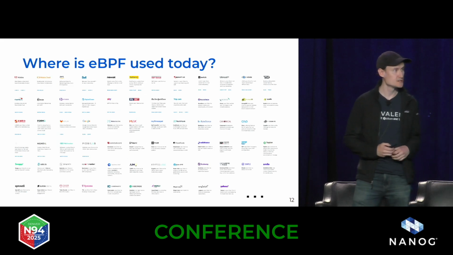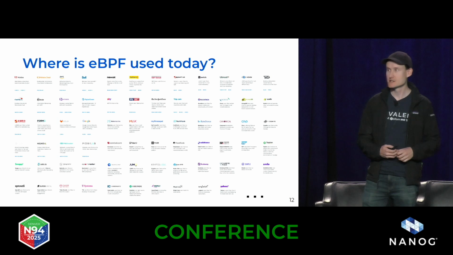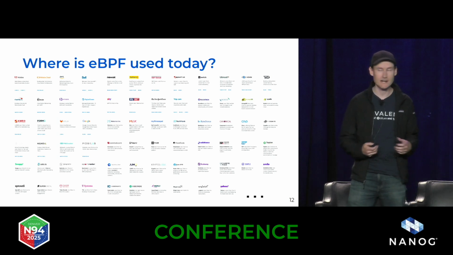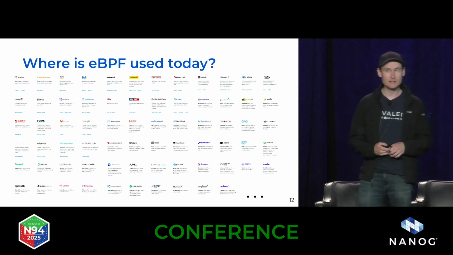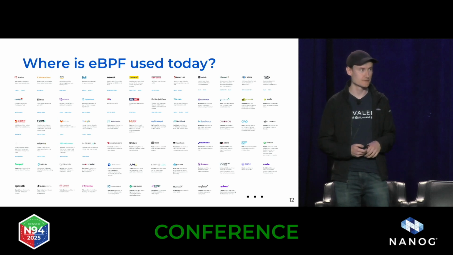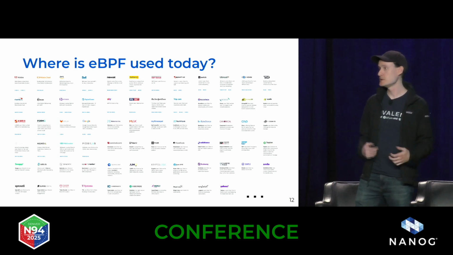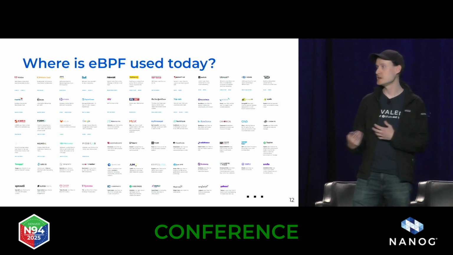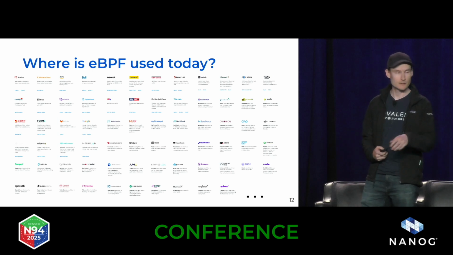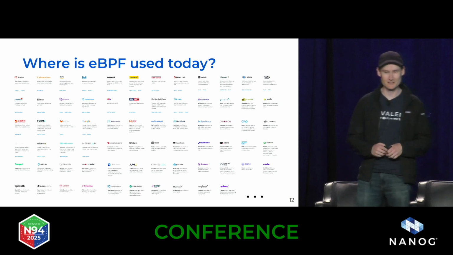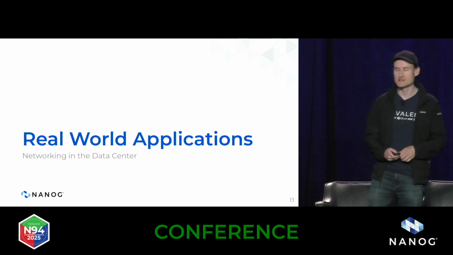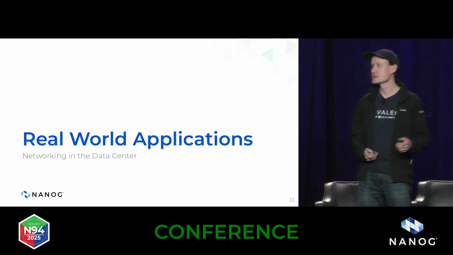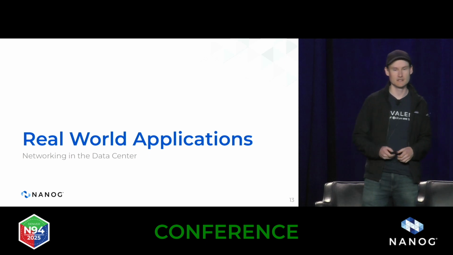So eBPF is used today in a wide range of industries, from online retail, financial services, clouds, a whole bunch of different things. And we've been building a community of over 25,000 different people who are either building eBPF programs or using eBPF-based software. And I'll tell you more about the Slack later on in the talk. Well, let's take a look at a couple of real-world examples of using eBPF to solve problems in the network.